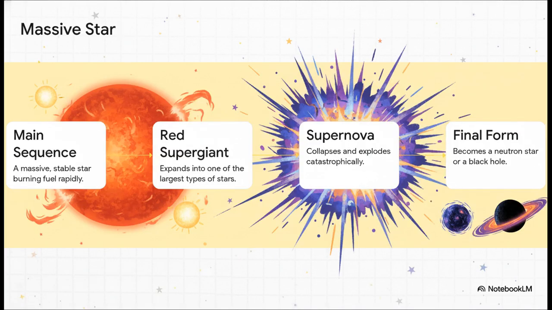But what if the star is huge? We're talking way bigger than our sun. Well, their ending is anything but calm. It's spectacular. They swell into red supergiants, and then they collapse and explode in a supernova, one of the most violent events in the entire universe. And what's left behind is just as extreme, either a crazy dense neutron star, or, if the star was a real giant, a black hole.